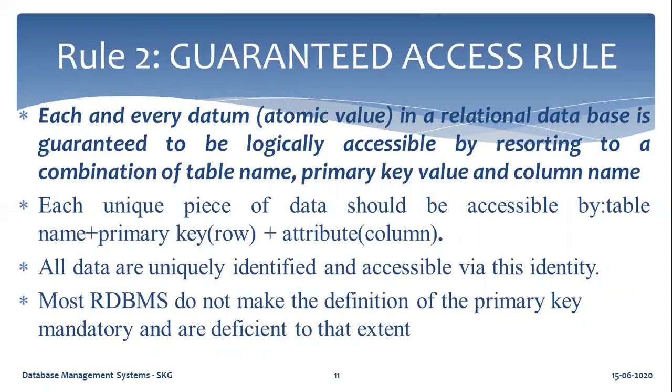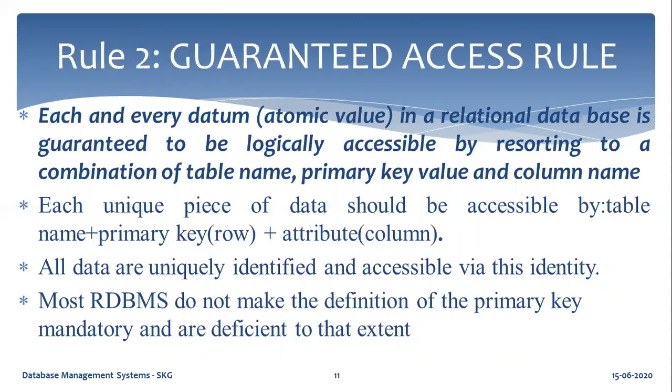So here student ID is a unique value. So I can access that student row by using student ID. So that is a primary key. So I have to provide the table name, that is student, then the primary key, that is student ID, and then the attribute, meaning I want the phone number. So that column name I have to provide. Then I will get the mobile number. So all data is uniquely identified by, and accessible through, identity.